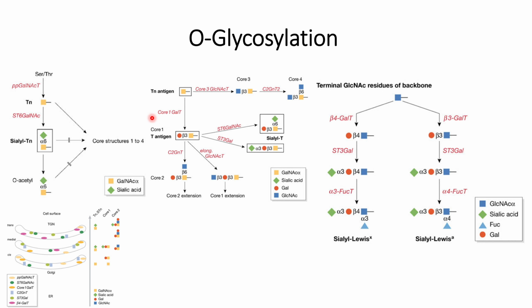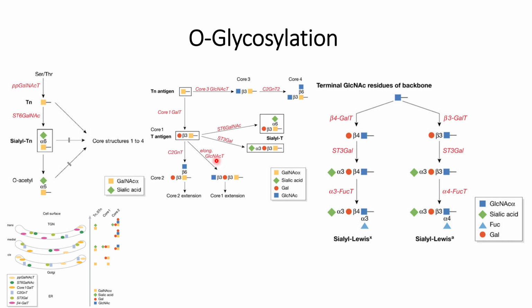And through the core 1 GalT1 or C1 GalT, the core 1 structures are formed, in which galactose is attached to the galNAc using a beta 1,3 linkage. This is usually known as the T antigen, and from this, through C2 GnT, GlcNAc will be attached to the beta 1,6 position, and this is the core 2 extension.